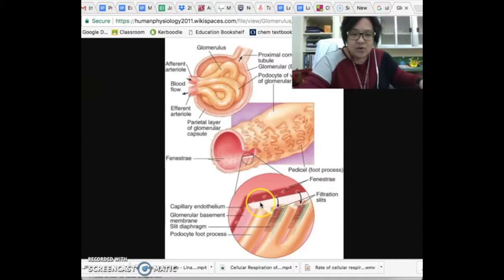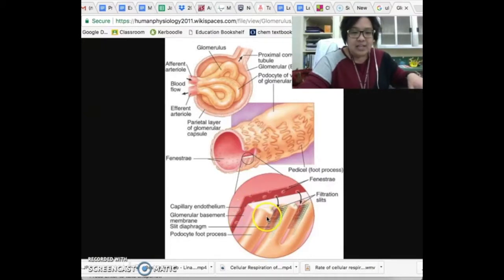Next layer is your basement membrane, your glomerular basement membrane. This basement membrane has glycoproteins. So proteins cannot pass through here because proteins cannot pass through the glycoprotein layer.